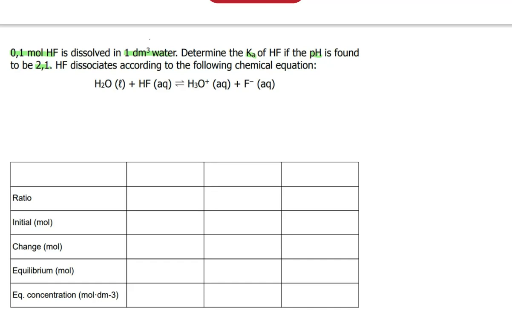Grade 12s, it's important to note that they don't always provide these equations in your grade 12 exams. So it's important that you understand how to come up with a balanced equation on your own if they're not providing it. That being said, I took the opportunity to write out the blank Kc table for you guys, in this case the Ka table.